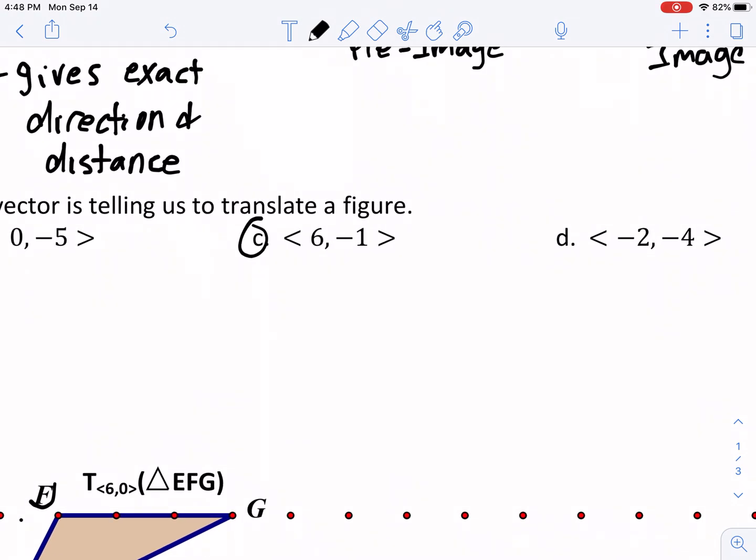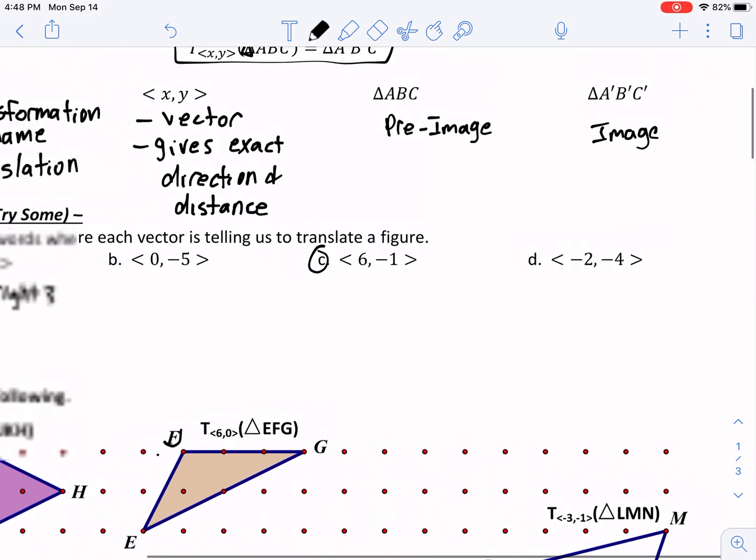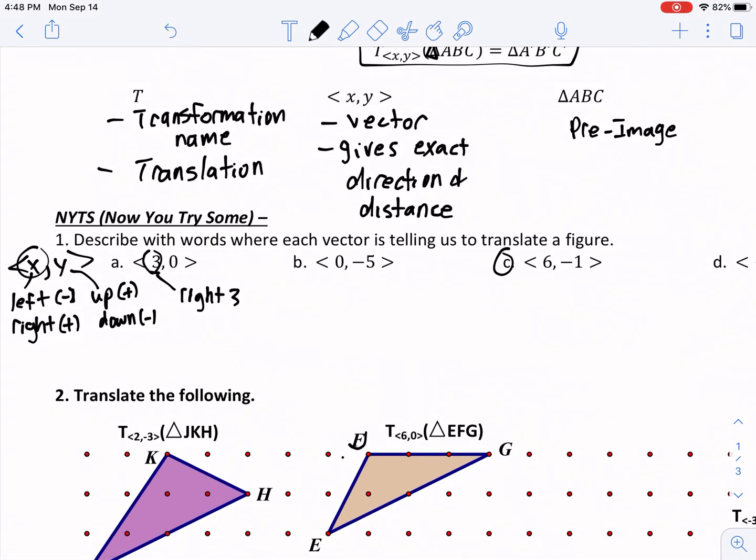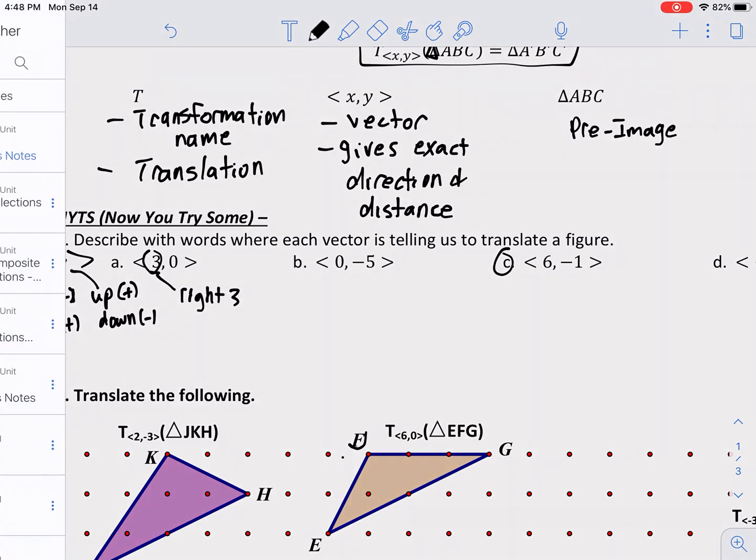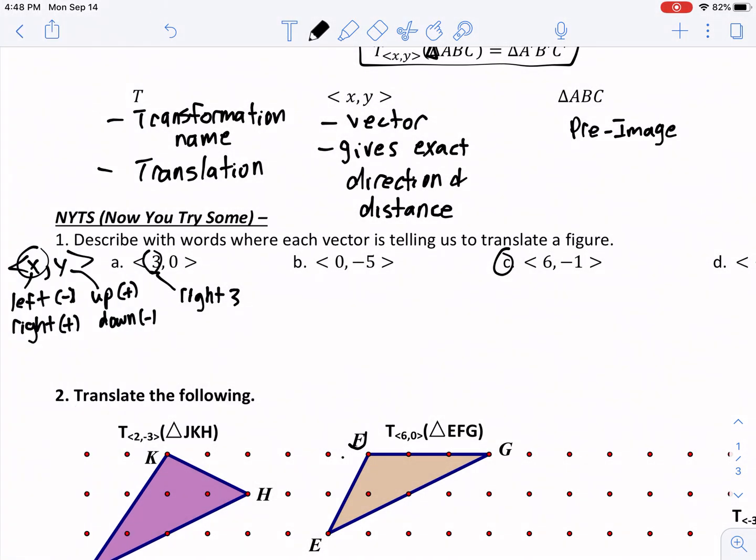So if I have 6 in the X spot, what do you think that means? Okay, so remember in the X spot, we're talking about left and right. Well, if this is positive, we're going to be moving towards the right, okay? So we're going right 6, and then remember in the Y spot, that's talking about up and down. Now, if it's negative, we're moving down, okay? So this is right 6, and this is telling us we're going down 1, okay? So right 6 and down 1. So they're telling us how we're going to move our pre-image to get to our image. That's what these vectors are indicating there, okay?